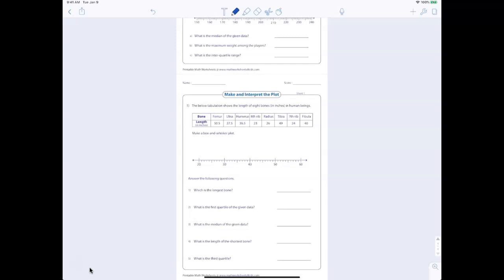When I call your name, come get your homework from last night. I'm going to get that in the grade book. How do you do range again? I just don't have my notes. Difference between the high and the low.